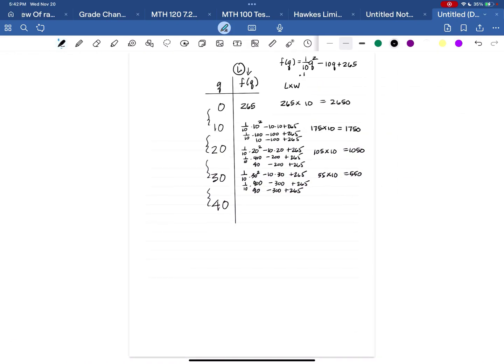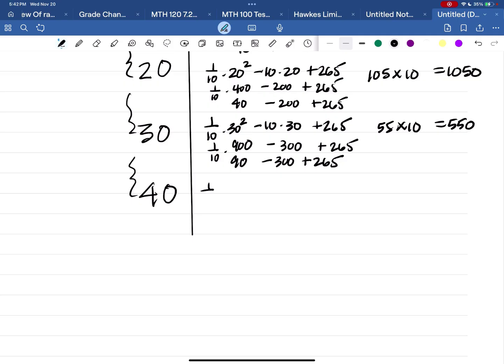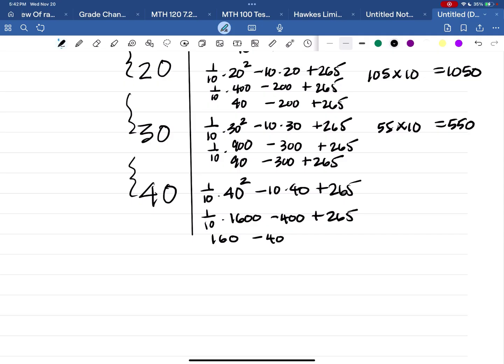So the last one is 1/10 times 40 squared minus 10 times 40 plus 265. That's 1/10 of 1600 because 40 times 40 is 1600, minus 400 plus 265. That's going to be 160 minus 400 plus 265. Let's see, 265 and 160 is 425 minus 400. So that's going to be 25 times 10, 250.